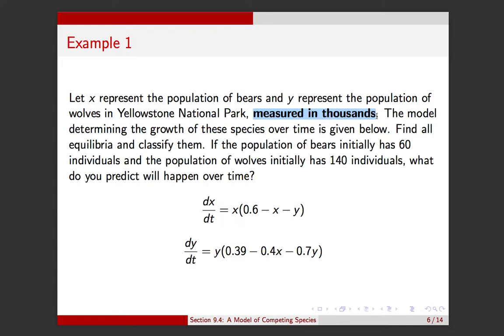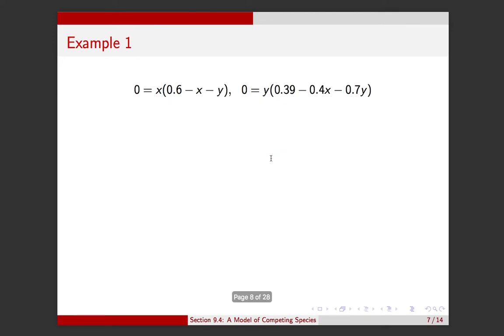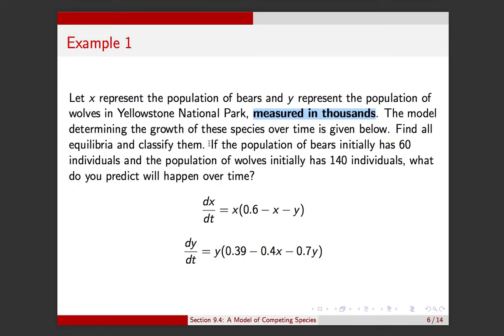So here's a question, right? If today we measure the populations of both those species in Yellowstone and there are 60 bears and 140 wolves, what do you think will happen over time? We have seen in section 9.3 that the way to answer that question is to classify the equilibria. You find the equilibria, classify them, and that gives you an idea of how the system is behaving overall. So again, to answer this question, one thing you could do is solve this system. Like literally solve it, right?